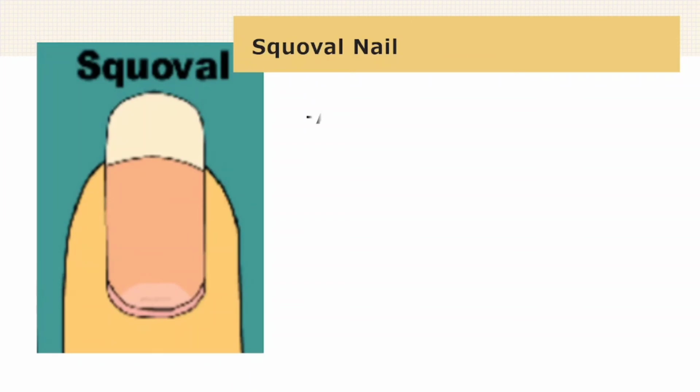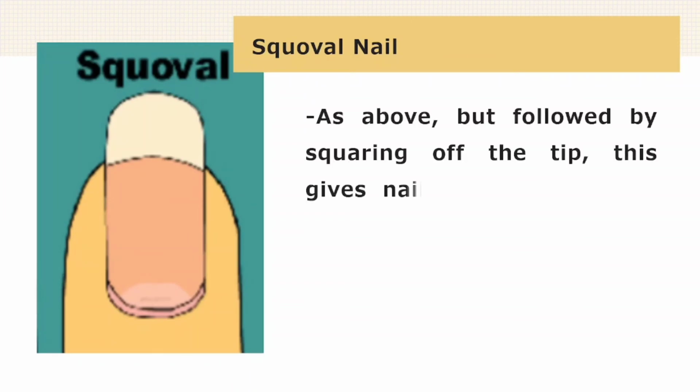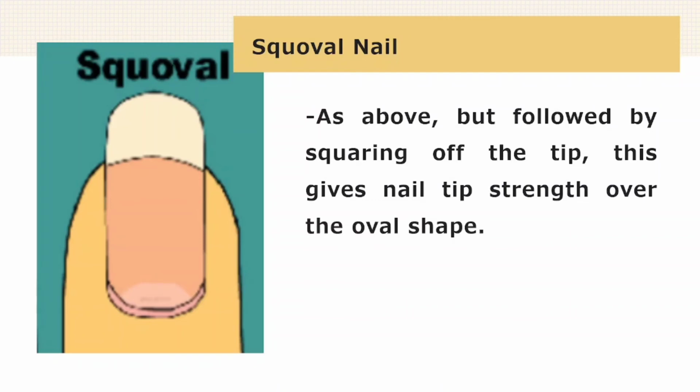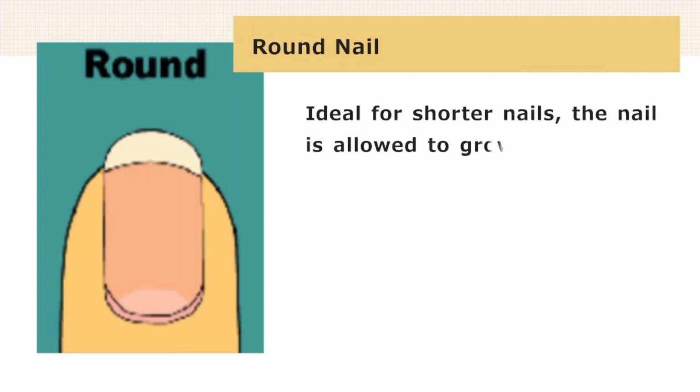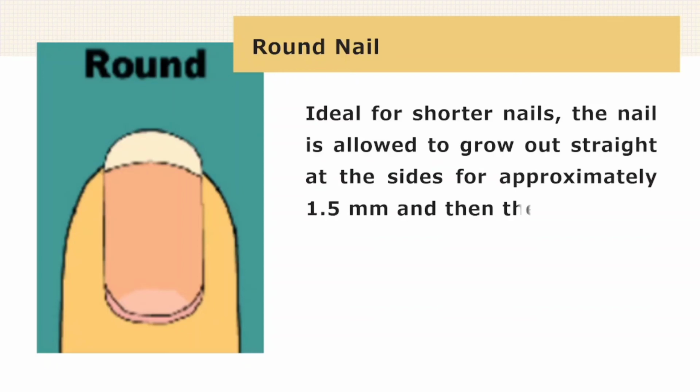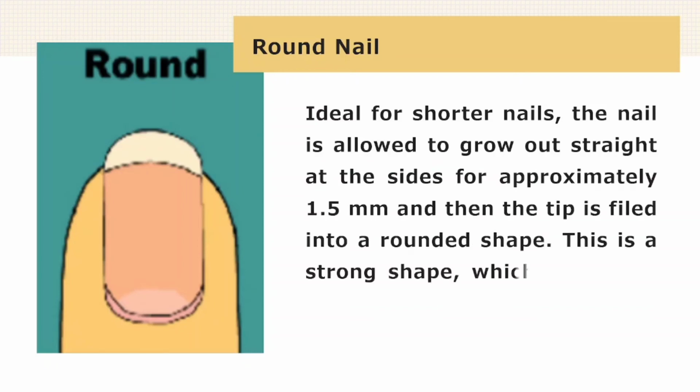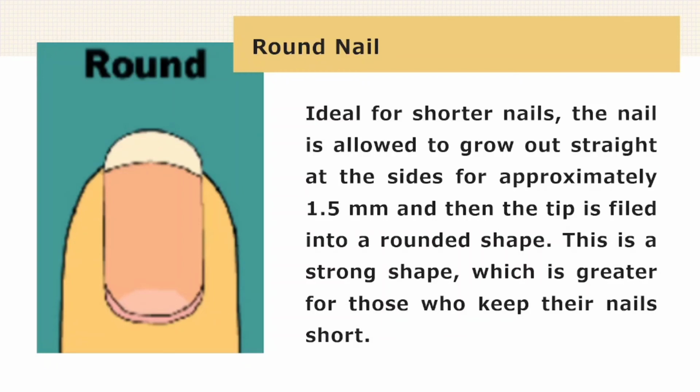Next, squoval nail. As above mentioned, but followed by squaring off the tip. This gives nail tip strength over the oval shape. And the last type of nail, round nail. It is ideal for shorter nails. The nail is allowed to grow out straight at the sides for approximately 1.5 mm, and then the tip is filed into a rounded shape. This is a strong shape which is great for those who keep their nails short.